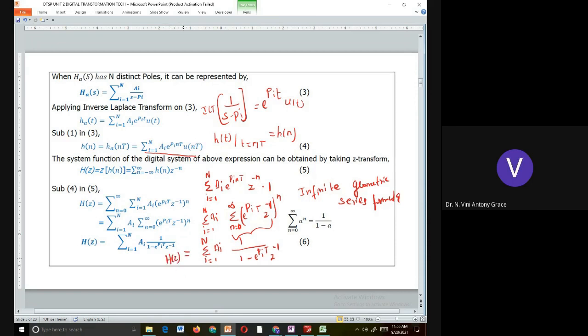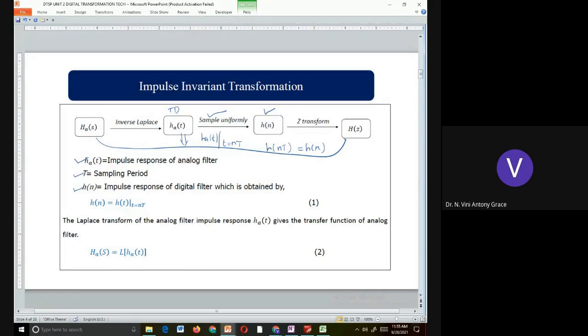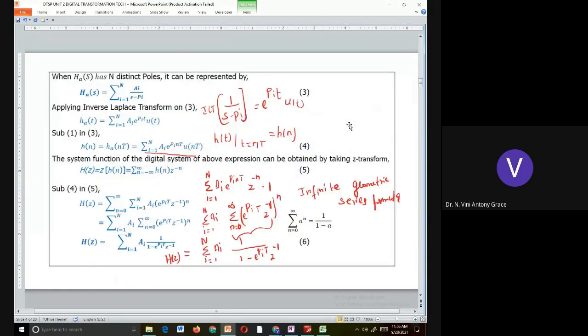So we have done all the sequence of steps. We have taken H A of s as a sum of distinct poles. That is, we have expressed H A of s by means of partial fraction expansion with a sum of N distinct poles. We have taken the inverse Laplace transform of it. And then we have sampled this h A of t uniformly at t equals nT. Finally, we have taken the Z transform of h of n and obtained h of z. So we started with H A of s and we are ending with h of z.